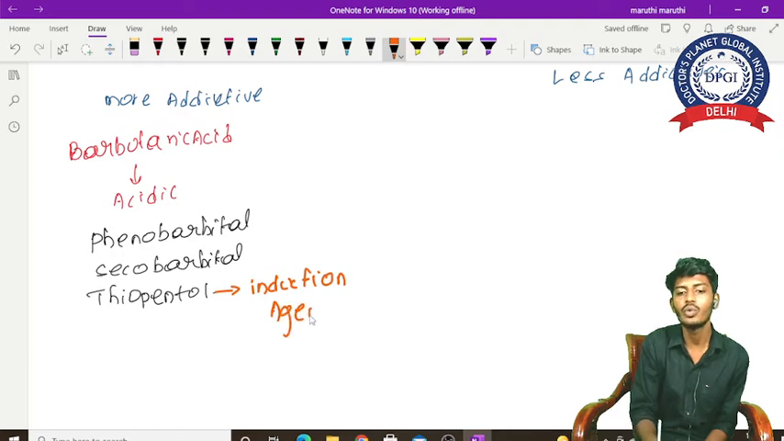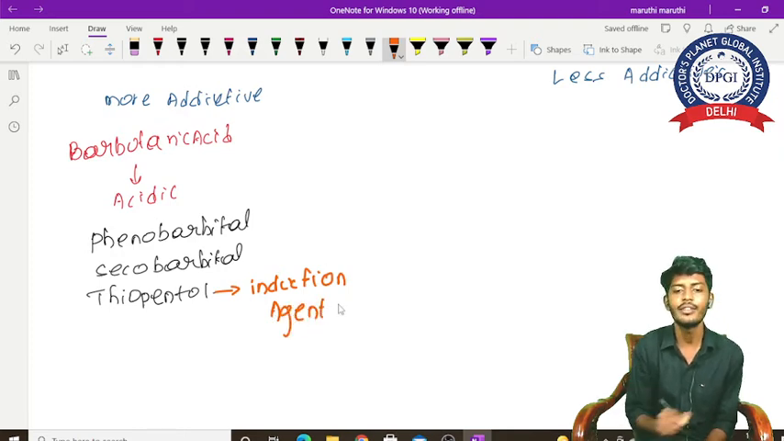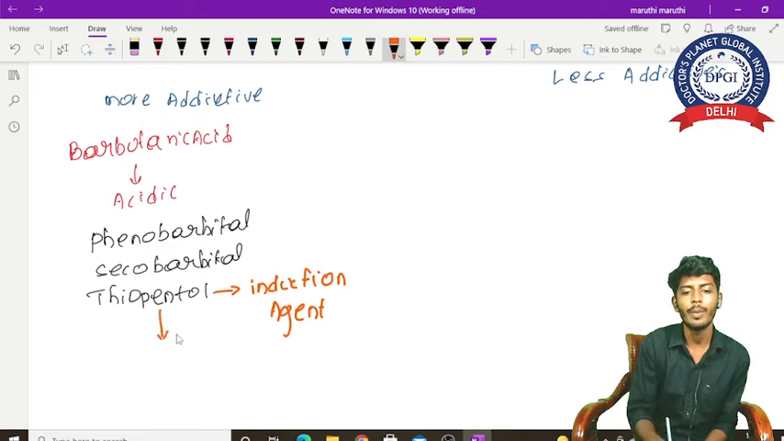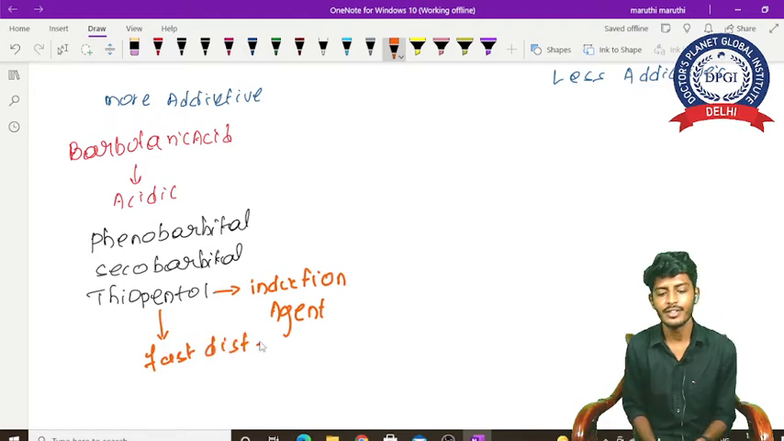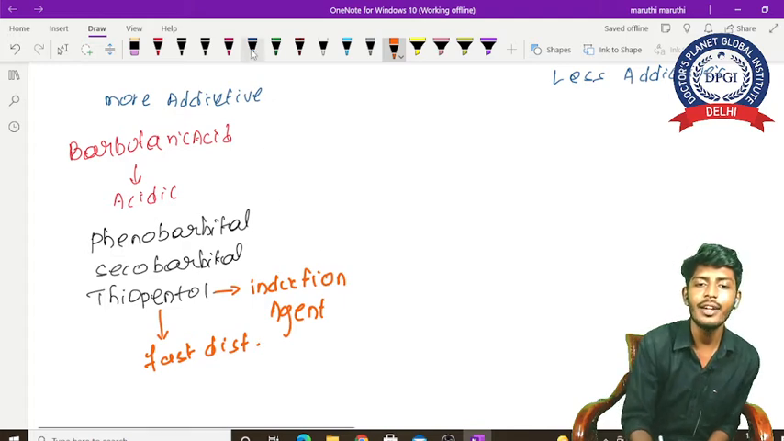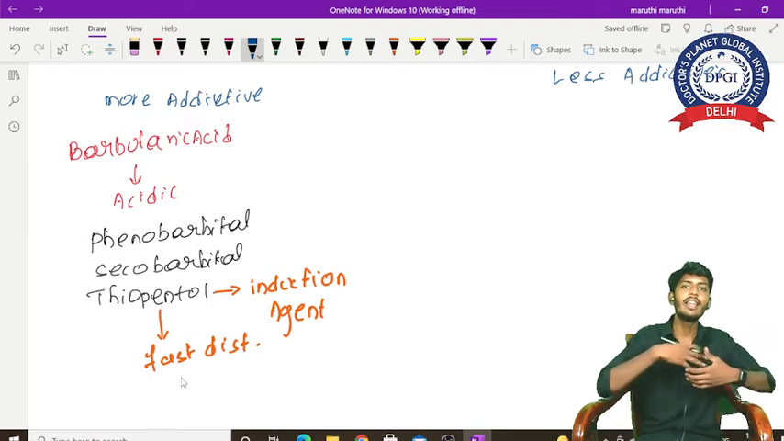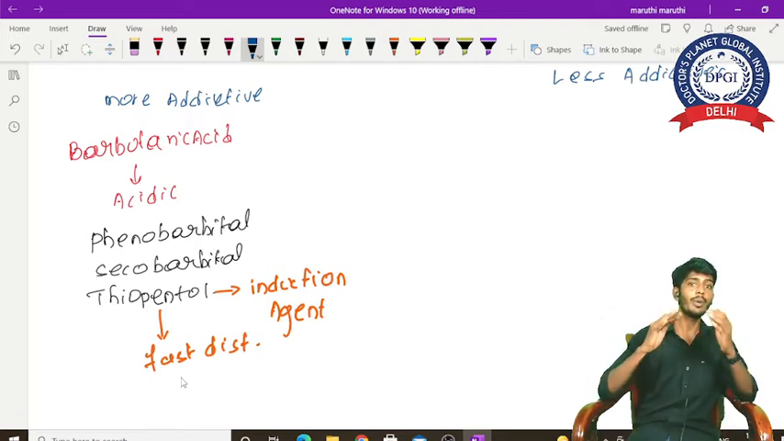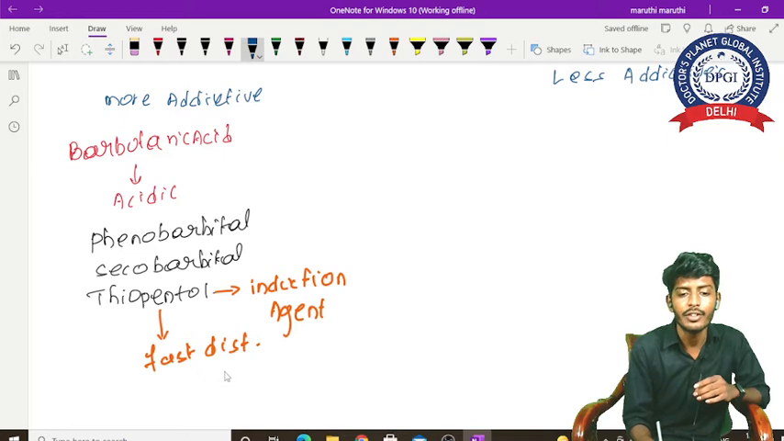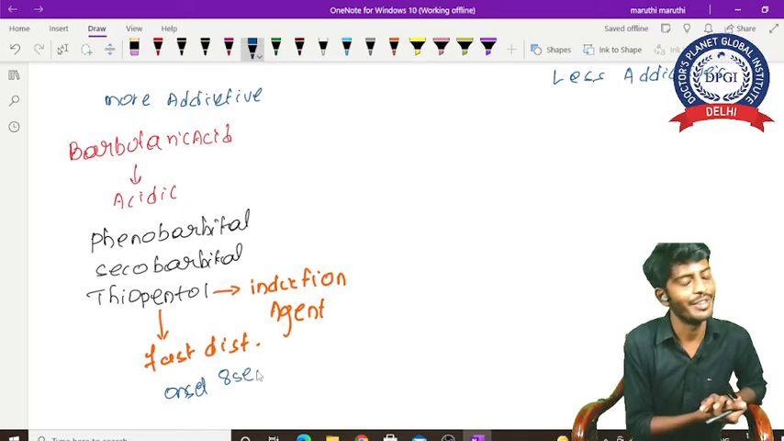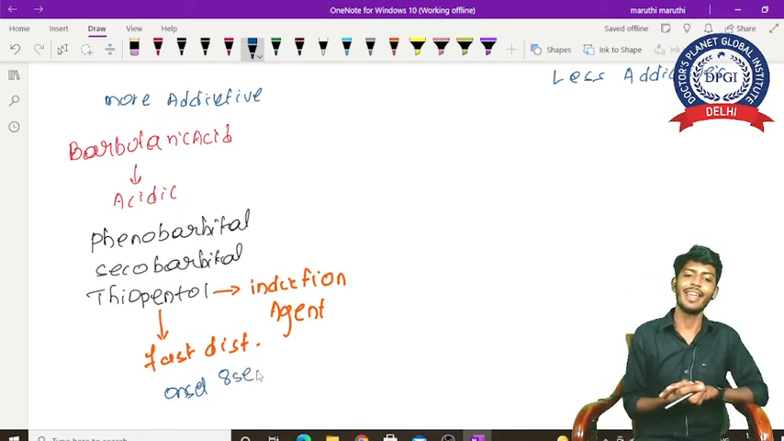Why is it used as an induction agent? The reason is very simple. My dear students, thiopental is a very fast distributed drug. Since it is fast distributed, the onset of action is fast. Onset means the time from when I inject the drug till the time it shows the action. The onset of action is usually 8 seconds. That is why we use it in anesthesia as an induction agent.